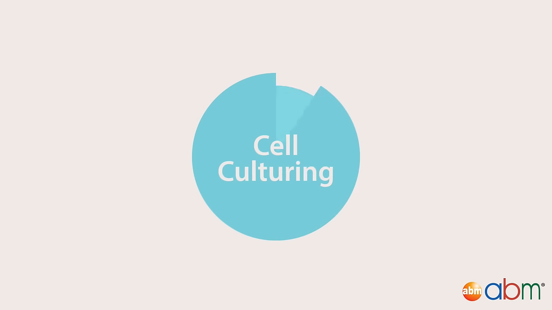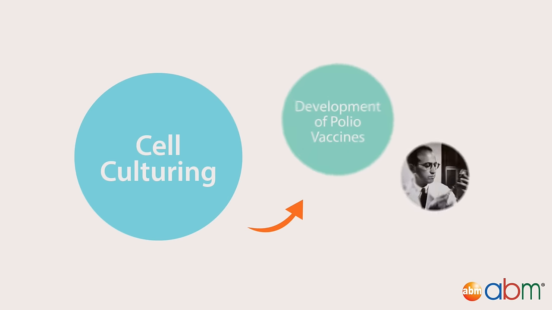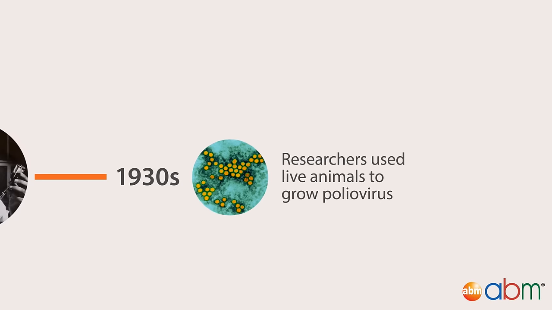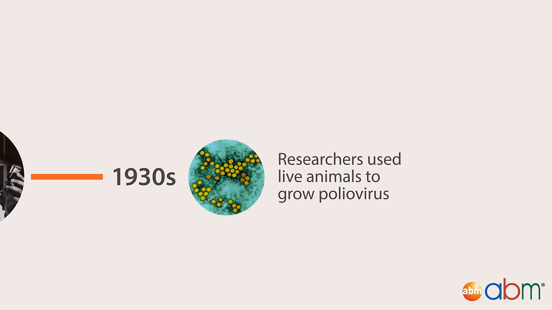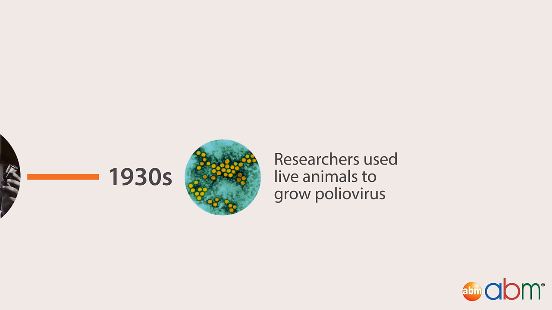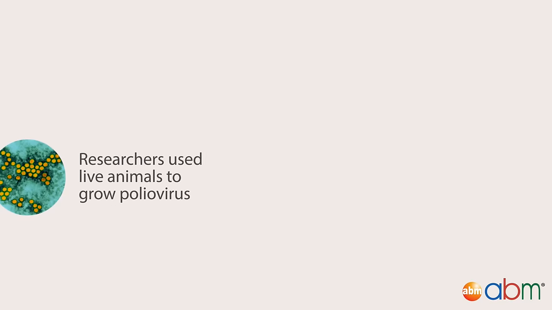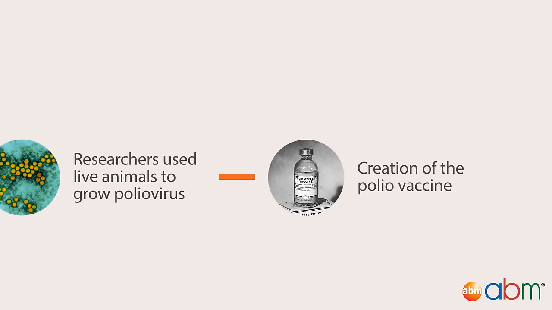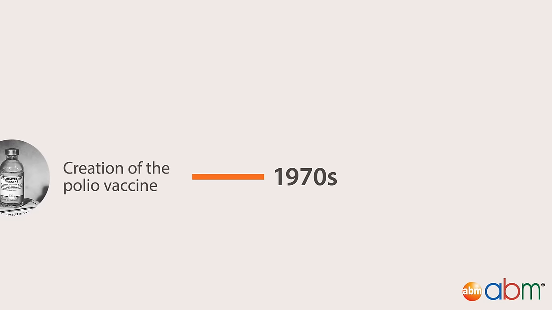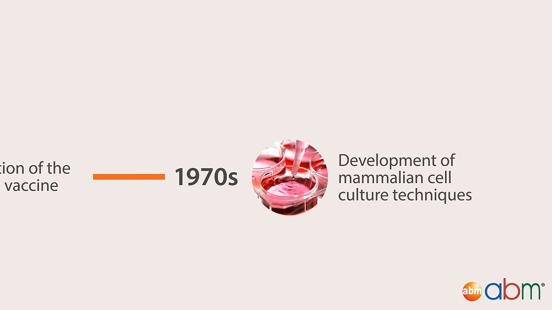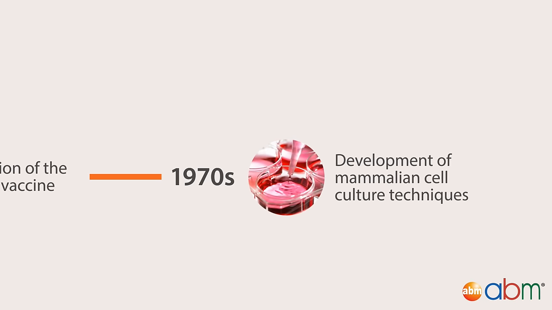One of the major contributions of cell culturing is the development of polio vaccines. Back in the early 1930s, researchers had to use live animals to grow poliovirus. But with cell culture, researchers were able to have greater control of virus production, which eventually led to the creation of the vaccine.